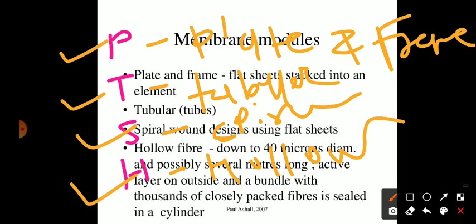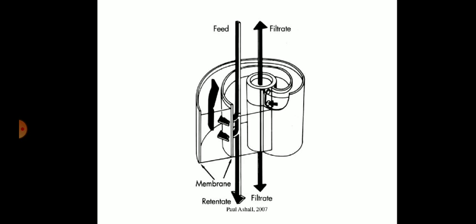Okay, each one has a different criteria, different specification and characteristic towards the separation techniques. Each has a different size, a different shape, and a different style of working. So let's start from the first one, that is spiral wound. In this type of membrane, the sheet of membrane or membrane material can be wound in a spiral.